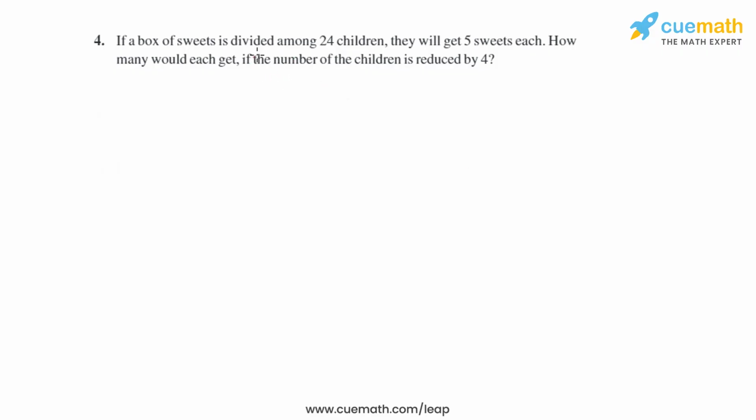Question 4 of this exercise says if a box of sweets is divided among 24 children, they will get 5 sweets each. How many would each get if the number of children is reduced by 4?